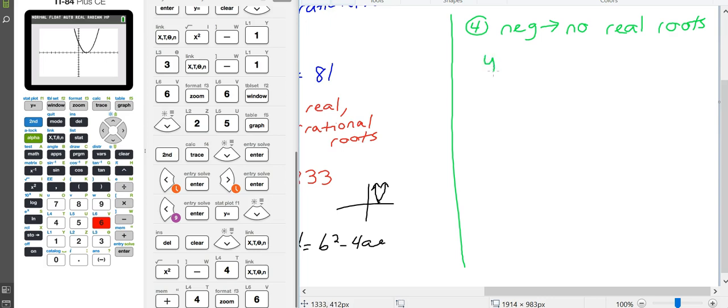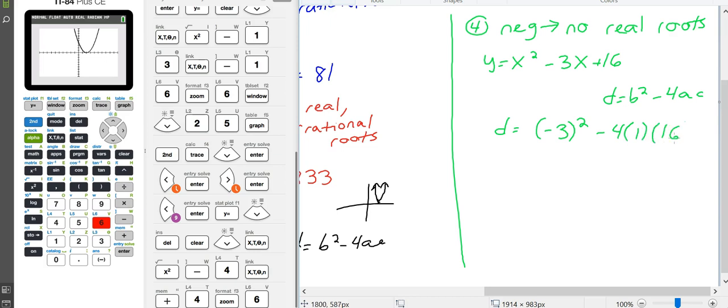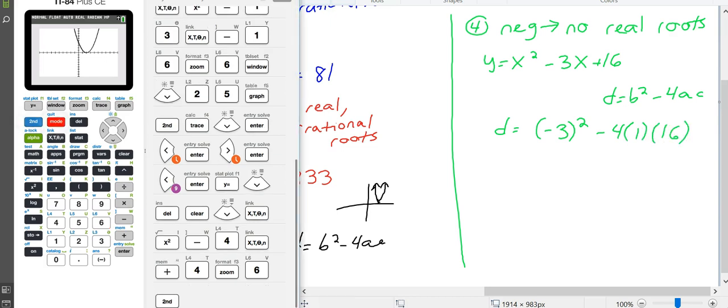Let's say we have y is equal to x squared minus 3x plus 16. And let's just remember the discriminant is b squared minus 4ac. And let's solve for the discriminant of this equation. The discriminant is, b in this case is negative 3, so negative 3 squared minus 4 times a, which is 1, times c, which is 16. Let's just punch the whole thing into the calculator.